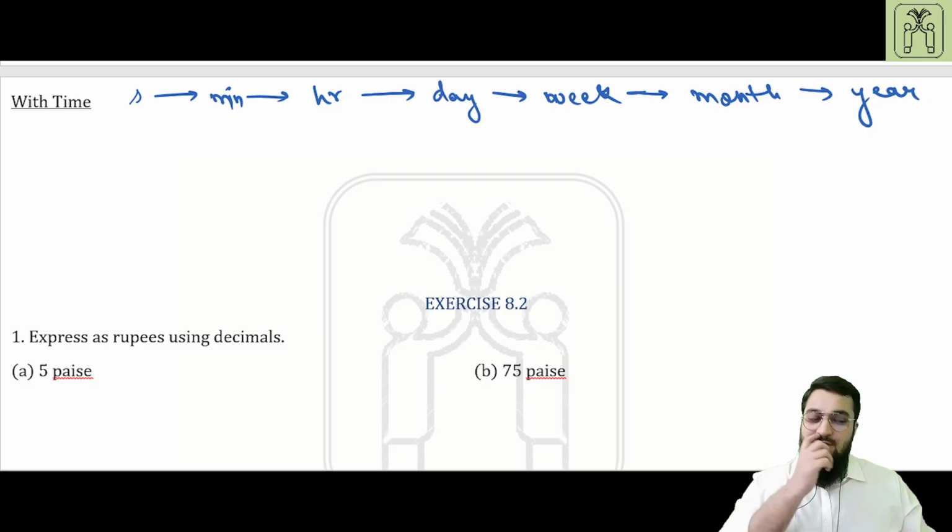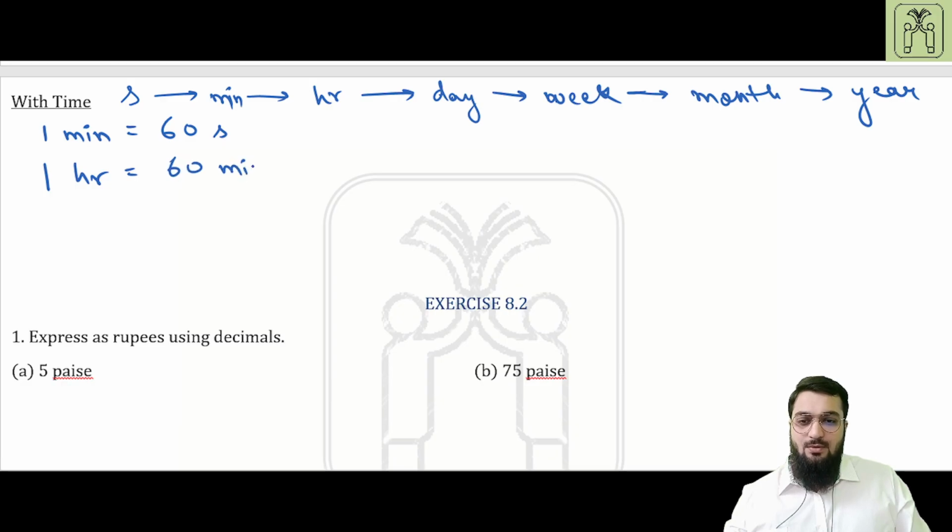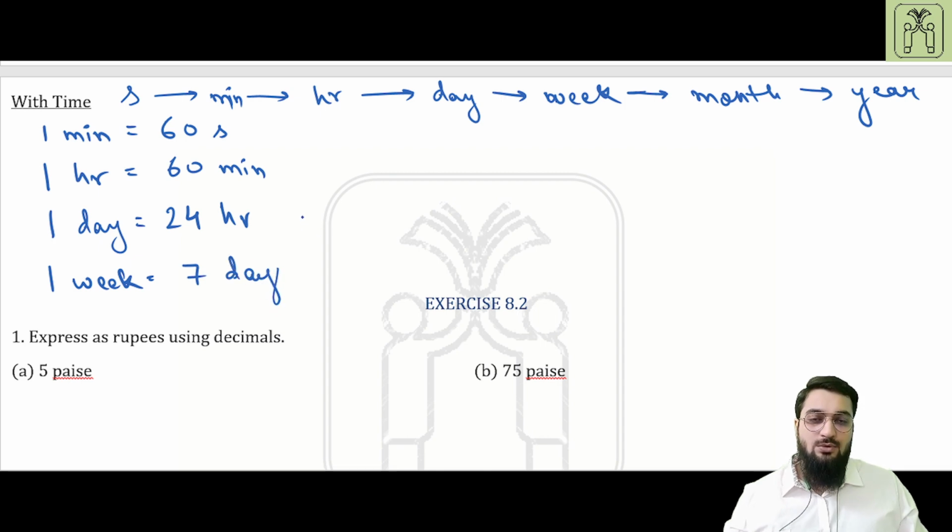So various types of questions can be made on the concept of time. So please pay attention with me for this thing. The first thing which you will write is that 1 minute is equal to 60 second. Next is 1 hour is equal to 60 minutes. Next is 1 day is equal to 24 hours, and 1 week is equal to 7 days. These things are something which you already know. This is not something new.